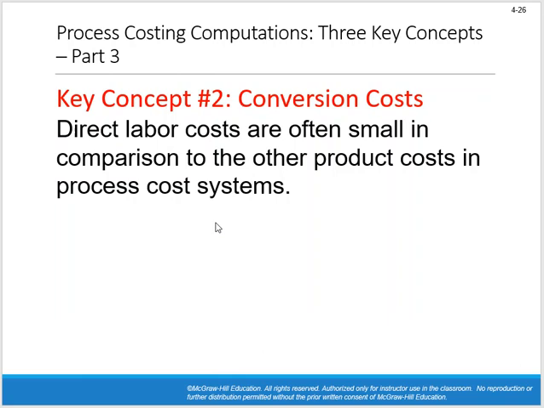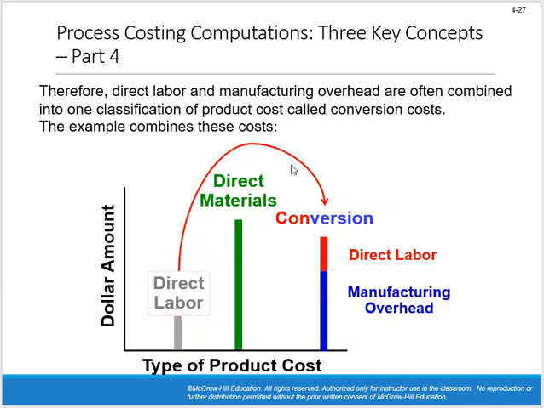The second key concept is conversion costs. So earlier in the semester, we learned what conversion costs are, and it's when we combine our direct labor and our MO together. Direct labor costs are often small in comparison to other product costs in a process costing system. And if you think about it, that kind of makes sense. The type of environment where we'd use process costing is probably heavily automated or mechanized. It's done by machines. So direct labor being relatively small, oftentimes we're going to take our direct labor and just add it right onto our manufacturing overhead, and we'll call it conversion costs. Therefore, direct labor and MO are often combined into one classification of product costs called conversion costs. So that's what we're looking at here. Usually our materials is somewhat substantial, and then we'll deal with our direct labor and our MO together, called conversion costs.